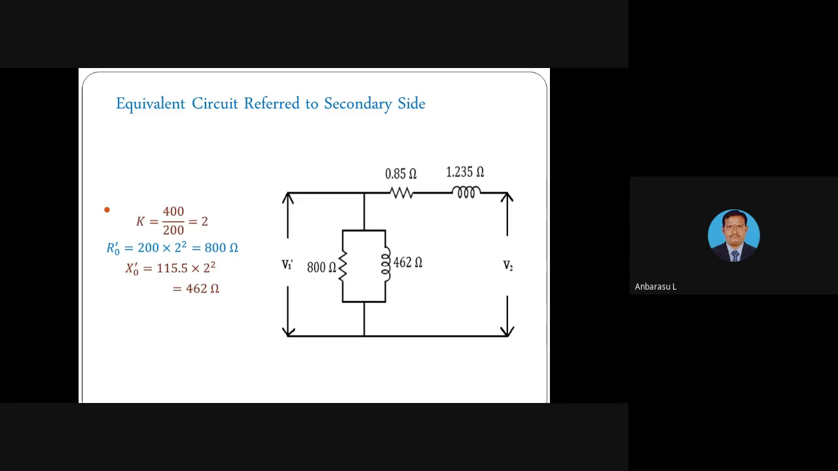Same thing, equivalent circuit referred to secondary side means K equal to 2, R naught dash equal to 200 into 2 square, that is 800 ohm. X naught dash equal to 115.5 into 2 square. So finally we have to draw the equivalent circuit of the transformer, either referred to primary side or secondary side.